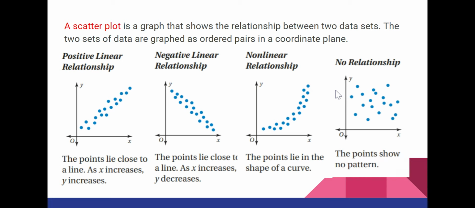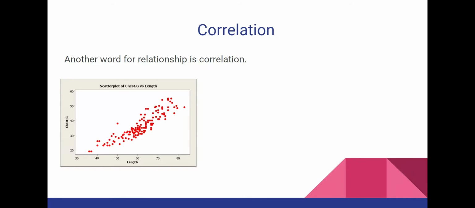Or the last one, no relationship whatsoever. You see there's no pattern, no trend. The dots are not going up or down or curved. They're scattered all over the place, which means there's no relationship, no pattern between x and y. Another word for relationship is correlation. So is there a strong correlation, weak correlation?